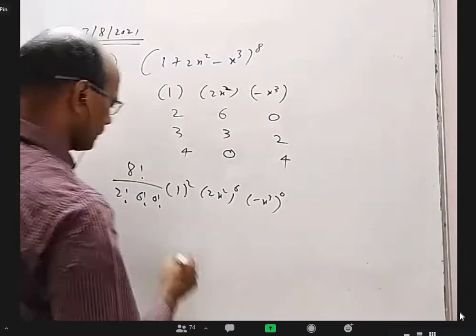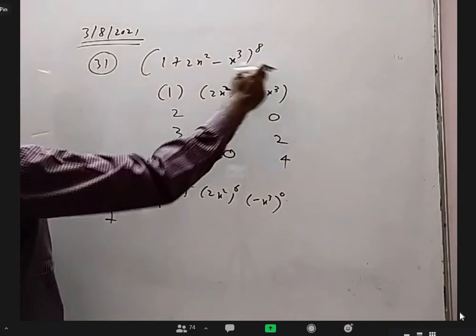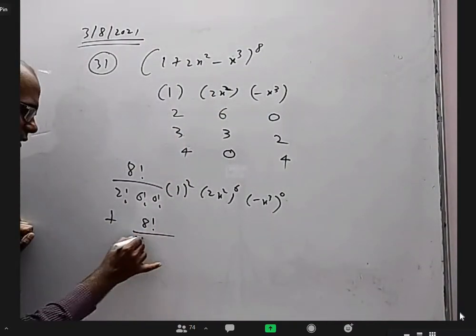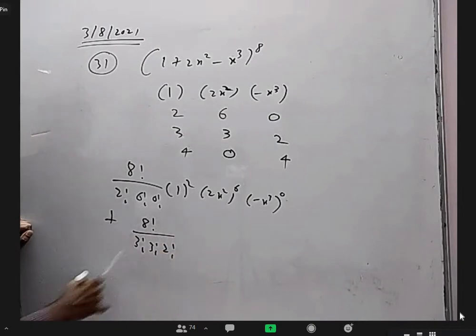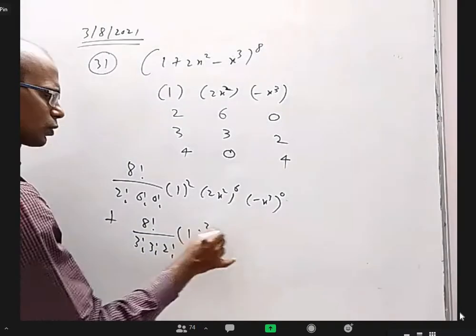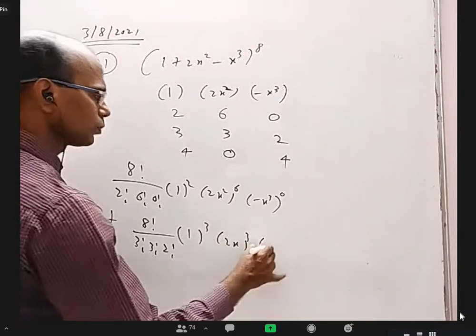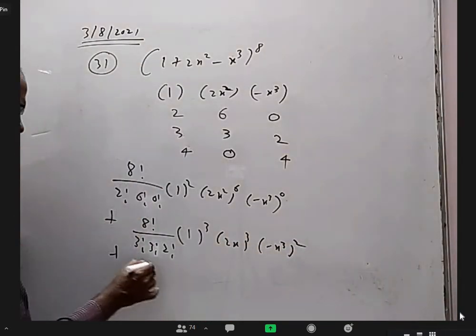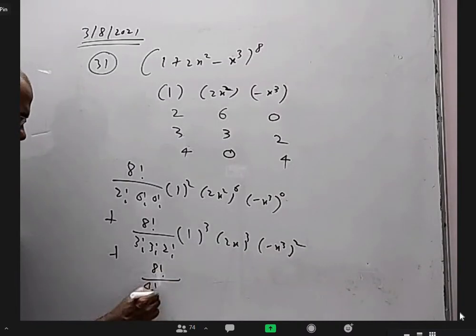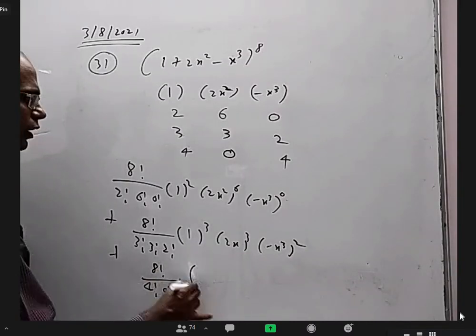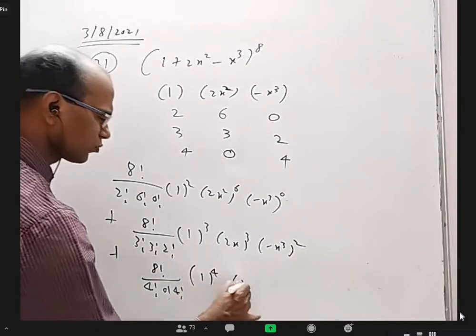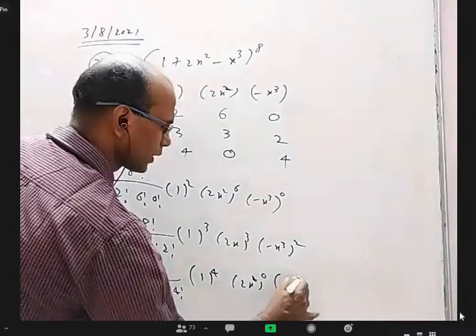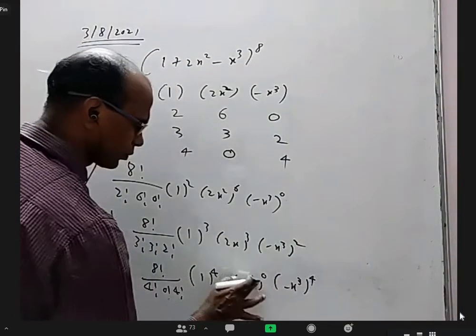If I want power 2 here, power 3 here, power 3 here, what is the coefficient? 8 factorial by 3 factorial, 3 factorial, 2 factorial, 1 whole cube, 2x whole cube, minus x cube whole square. Here, 8 factorial by 4 factorial, 0 factorial, 4 factorial, 1 whole power 4, 2x square whole power 0, and minus x cube whole power 4.